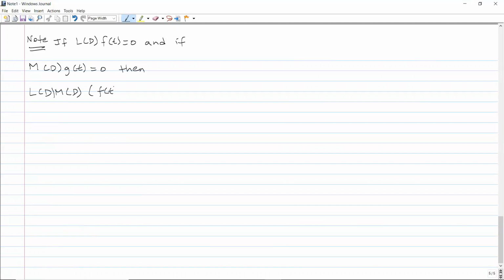So we use this little note. If you have two functions with two annihilators, so if the operator L(D) annihilates the function f, and another operator, say M(D), annihilates the function g, then when you multiply them, it annihilates f plus g.